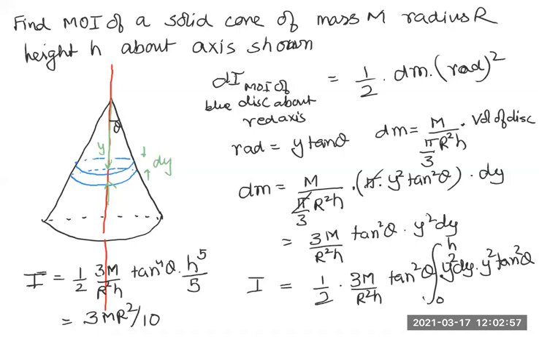How did this come? Because look at the value of tan theta. Sir, it will be h upon r. Tan theta is equal to h upon r. Right, sorry, r upon h. r upon h. So you check what answer comes.